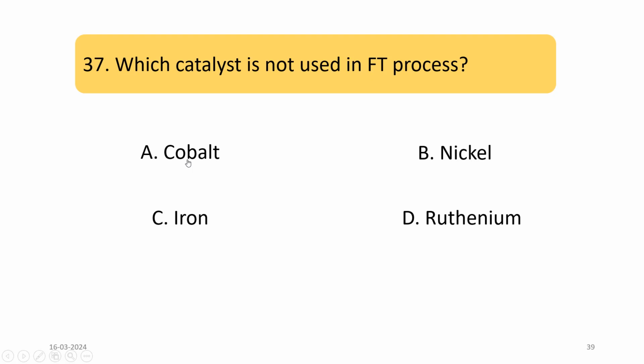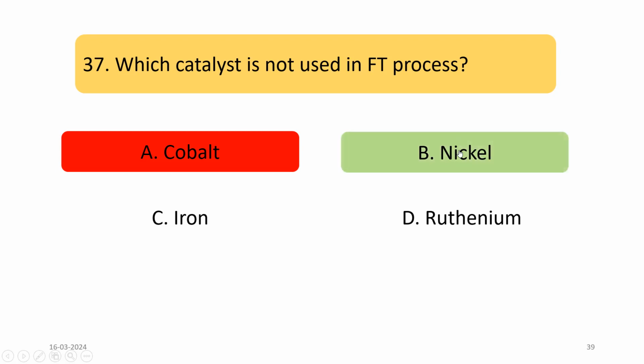Which catalyst is not used in FT process? The answer is nickel. Nickel has a high activity, but it produces a significant amount of methane. Methane production is inappropriate for transportation fuels. That is why in the FT process, cobalt is used and nickel is not used.